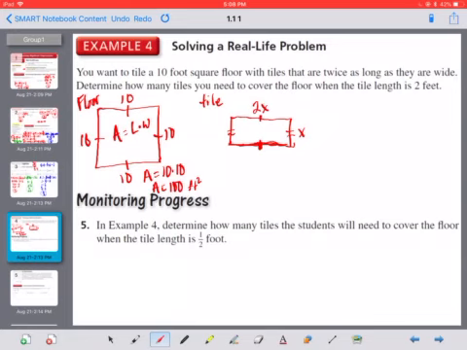Right? And as we say, it says determine how many tiles you need to cover the floor when the tile length is 2 feet. Well, the long side is 2x. This is equal to 2. So that means that this side is 2. But what is the other side? What's the x side? Well, if 2x equals 2, to find out what x is, you get rid of the other stuff, get x by itself, divide by 2. X is 1. This is a 1. So we know the area of this to be 2 times 1, which is 2.